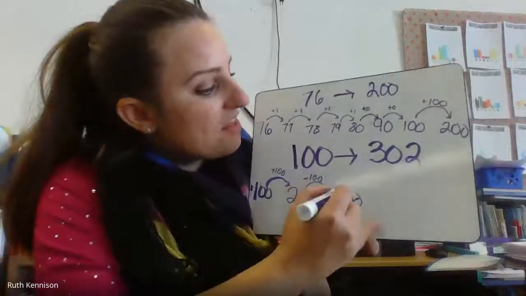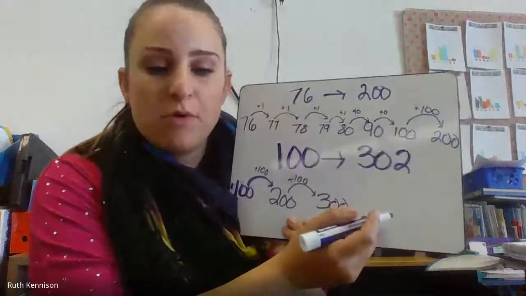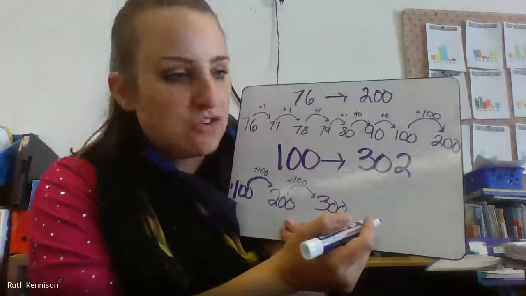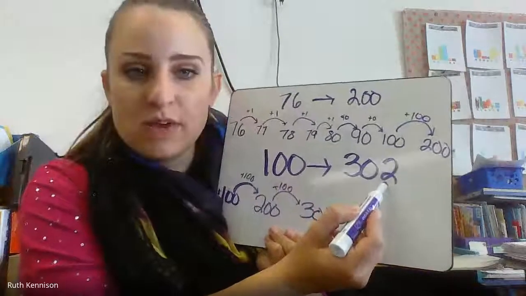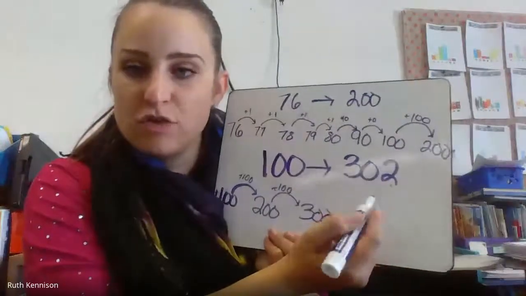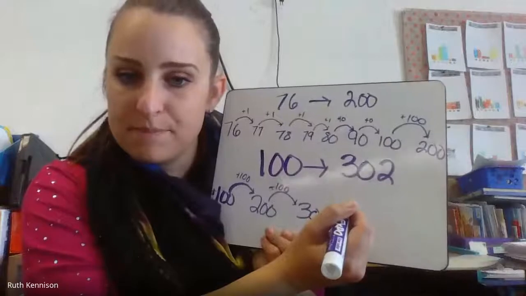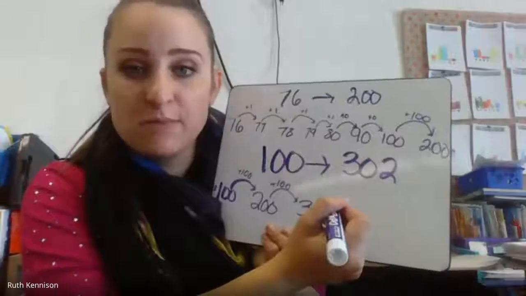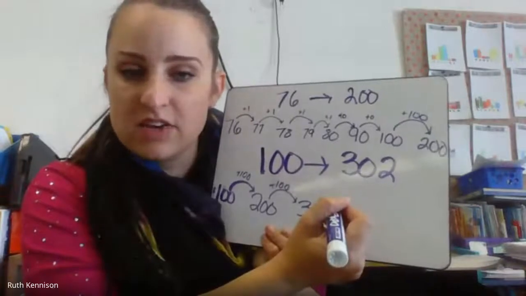Maybe thousands. What? If I added 1,000 to 300, that would be 1,300. That would be way too many. I need to get to 302. Valerie, what do you think? Tens? Ooh, that would take me to 310. Anybody have another idea?